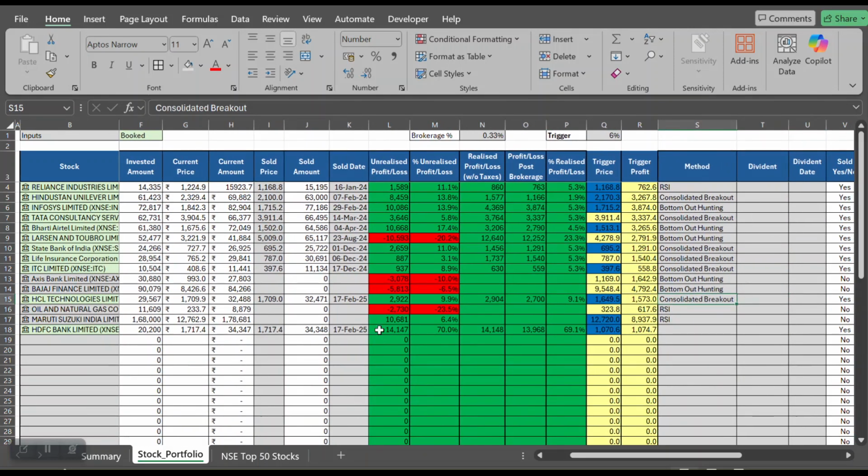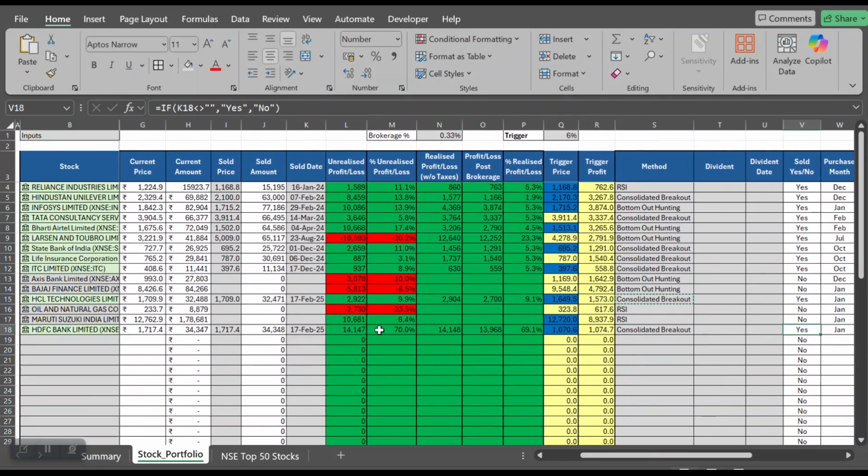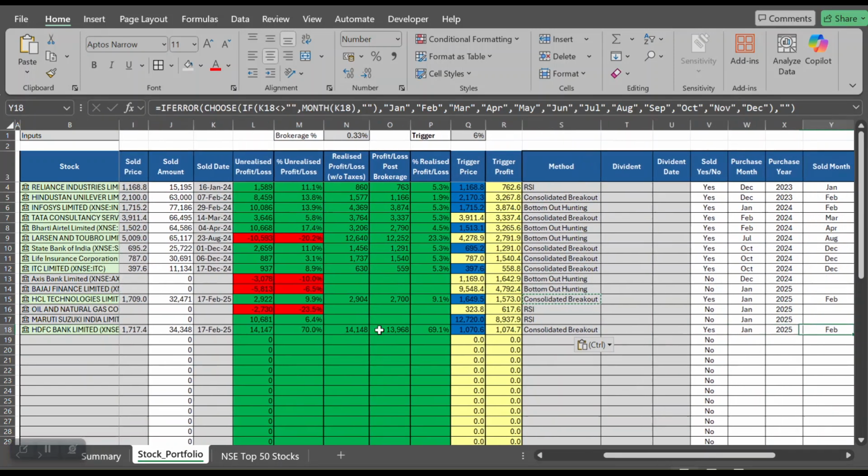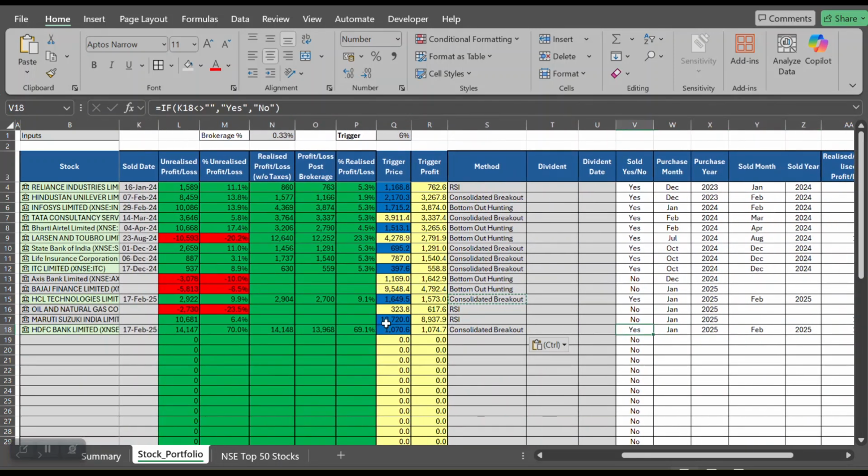Now, these are some additional fields. If you are following a particular method, let's say consolidated breakout, I fill consolidated breakout here. If you have received some dividend, you can fill in the dividend and the dividend date as well. And there are some calculations which suggest whether you have sold the stock or not. And these columns are going to be helpful when we go to the summary.